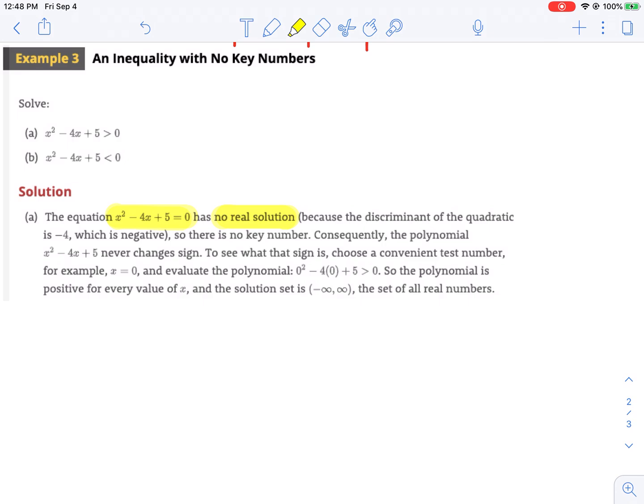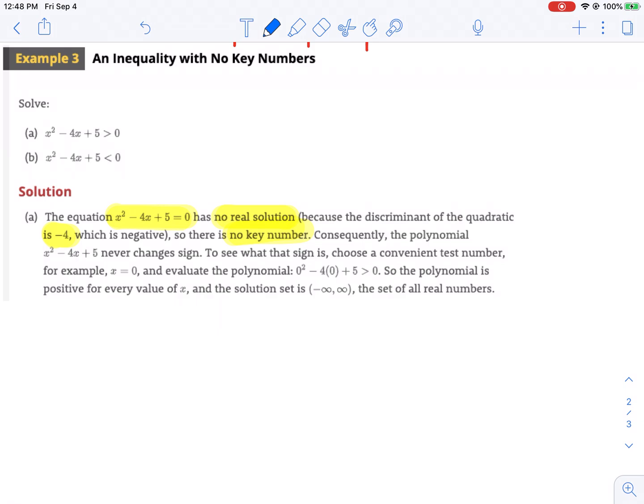It says the discriminant is negative 4. Oh, look at that. It actually is a discriminant that's negative. So there's no key numbers. That means the polynomial never changes sign. Okay. So we test just one value.